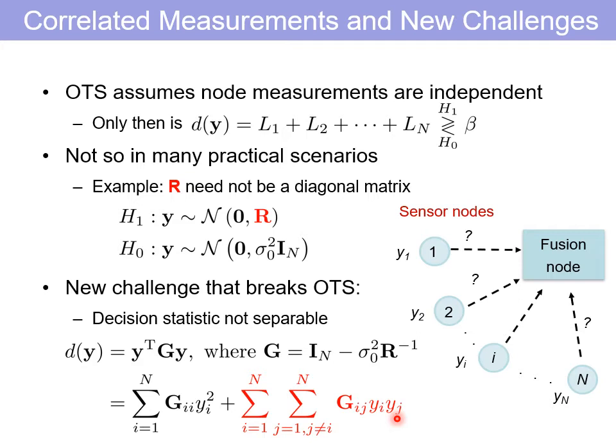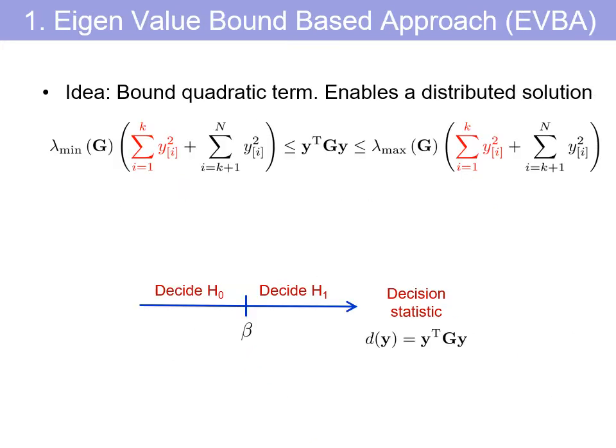Before I move to showing the solution, let me just motivate the scenarios under which this correlation can happen. One scenario is where the node deployments can be very dense, so the measurements become correlated. Another scenario is when the measurements by the different nodes are distorted for some reason, and then again there is correlation between the measurements, even when conditioned on the hypothesis.